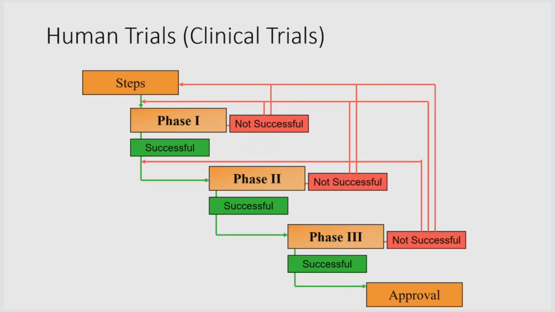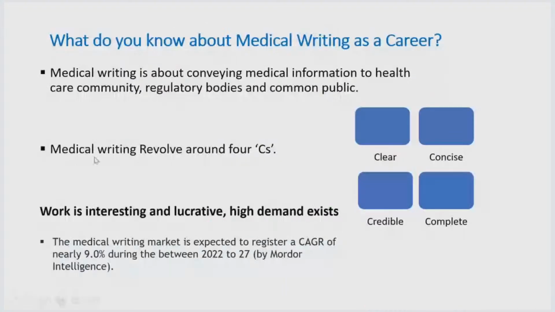Which brings us to our next topic, medical writing as a career. Now we know the complexity and scrutiny of clinical trials. Medical writing is about conveying medical information to the healthcare community, regulatory bodies, and the common public. So you will be writing about medical information, and the documents will be meant for the healthcare community, regulatory bodies, and the common public.